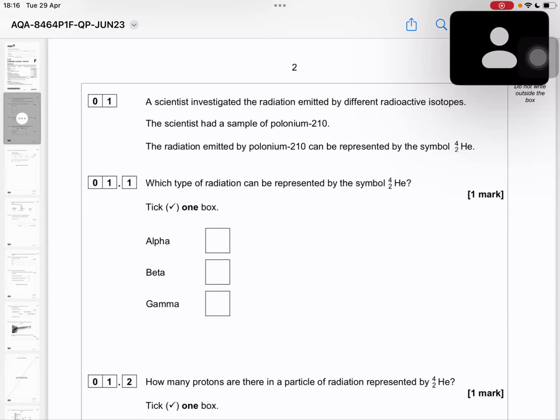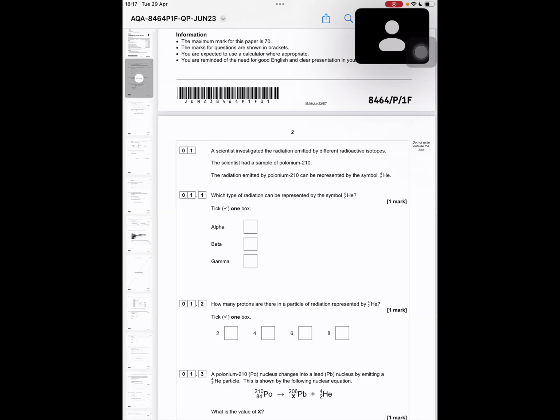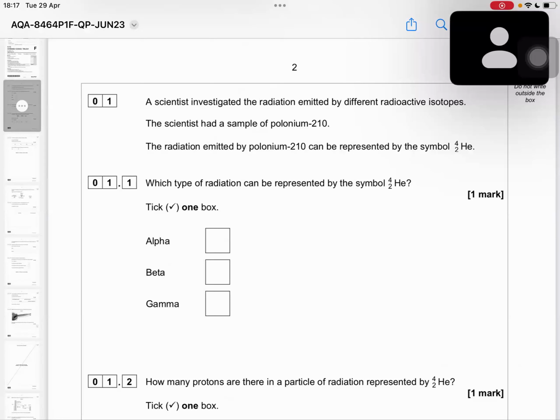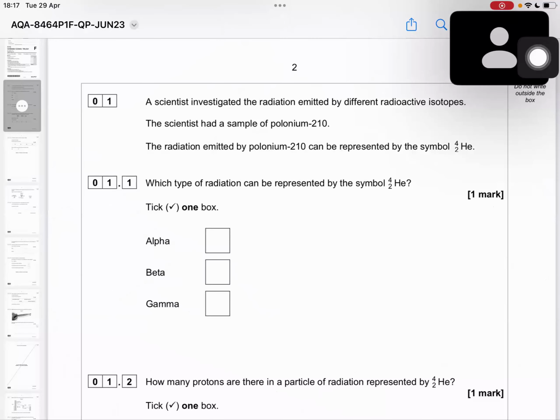So it says that the scientist had a sample of polonium. I think that's Po. Okay, the radiation emitted by polonium can be represented by the symbol, okay, helium. Helium, which is He.